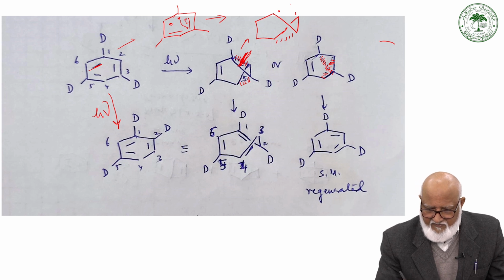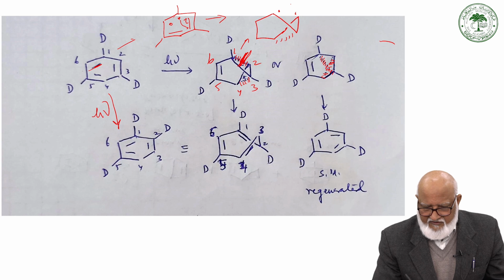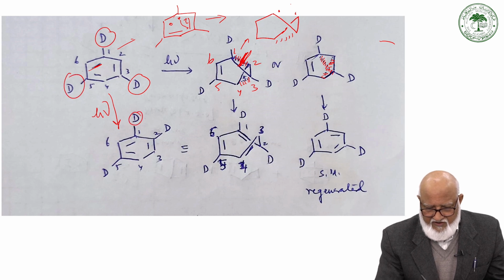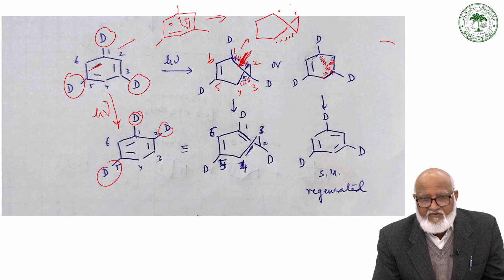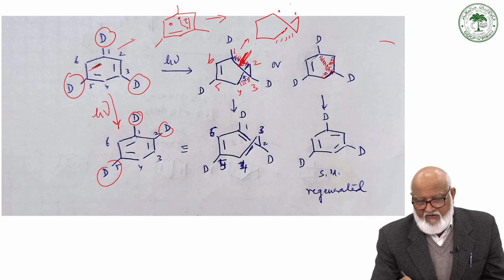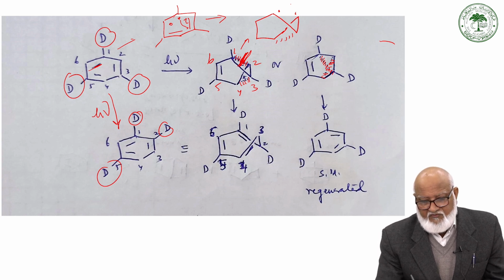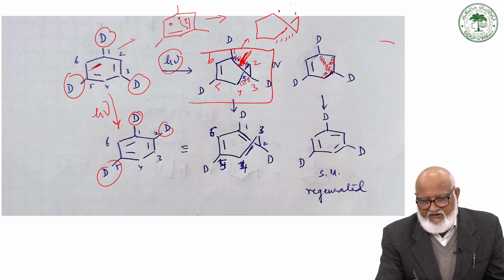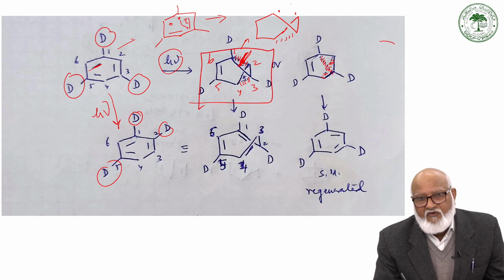If we number this 1, 2, 3, 4, 5, 6, the substituents are at 1, 3, and 5. Now it is going to 1, 2, and 5. So how is it going? That's what we would like to see. As we have mentioned, it goes via benzene under photolytic condition, with this as the main intermediate, and then cleavage of one of the bonds of benzvalene gives a diradical.